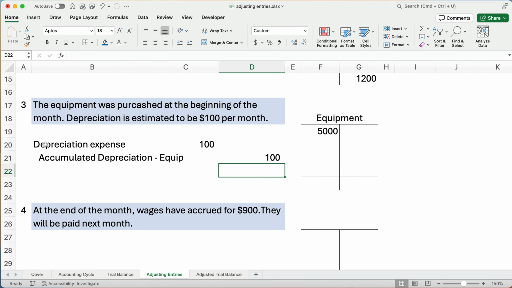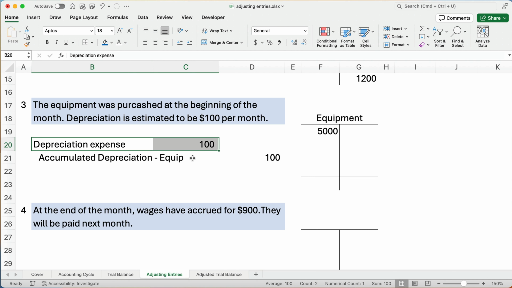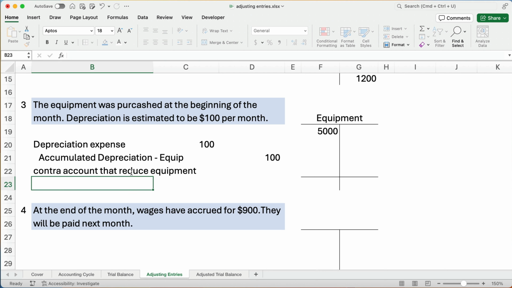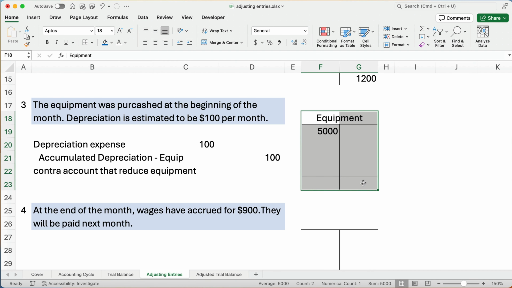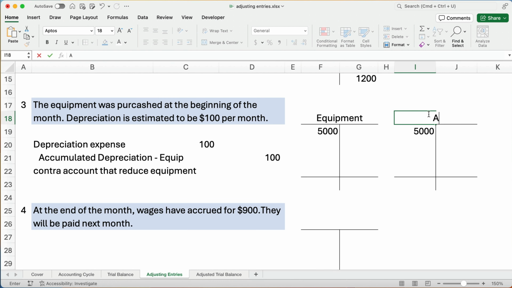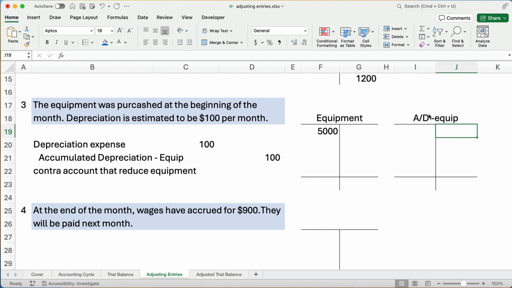Now, we kind of understand what depreciation expense is. It's an expense. But what is accumulated depreciation? Well, this is a contra account that's going to reduce the equipment account. So instead of directly going to the equipment account, we're going to go to the accumulated depreciation dash equipment, and we're going to put in 100.